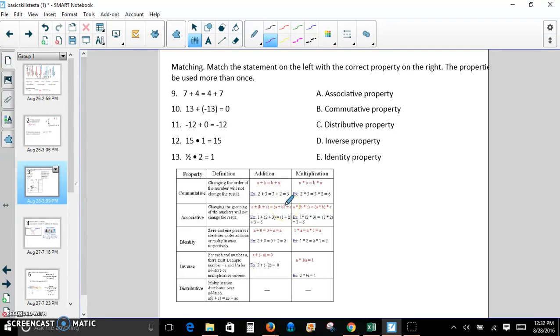Hello again. I'm continuing to go over the basic skills test. I'm starting with number 9 on this one. This was a section about the properties, which seemed to be the most difficult part for a lot of people.